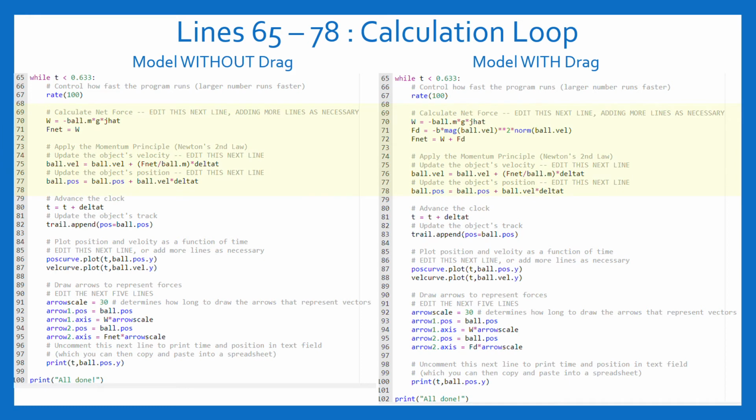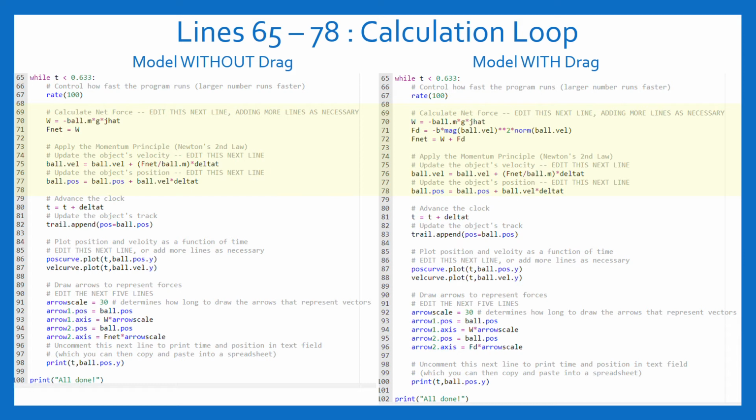The next section that needs to be analyzed is the calculation loop, specifically lines 69 through 78, which are the factors behind the calculated data points. In the model without drag, we have defined our net force to be the cup's interaction with gravity. The gravitational force, or W, in line 70, is set equal to the cup's mass times the gravitational constant in the direction the cup is falling.